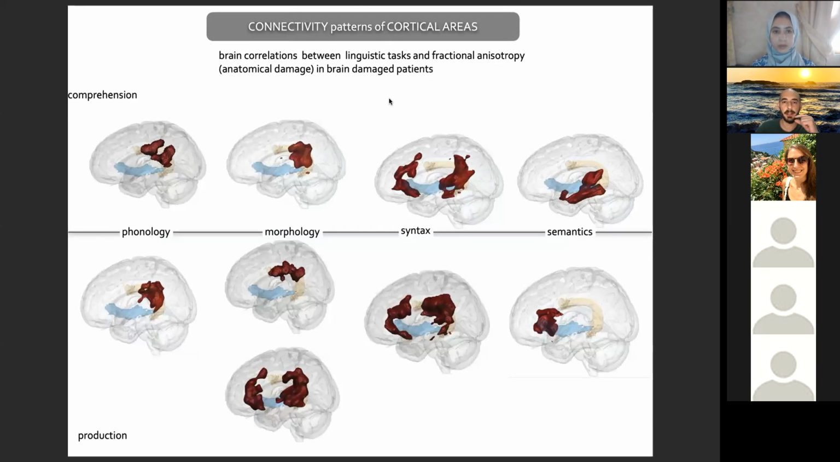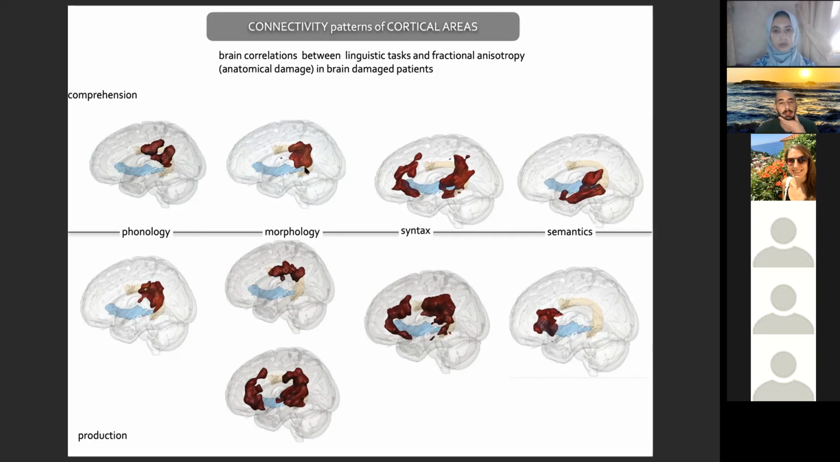Now, there is this other interesting study that correlated brain morphology with the performance on different linguistic tasks: phonology, morphology, syntax, and semantics, okay? What they found is that in comprehension tasks, damage to the areas highlighted in these pictures is associated with reduced or impoverished performance at these tasks. You see here, for instance, in phonology, you have your supramarginal gyrus and your kind of Wernicke's areas, right?